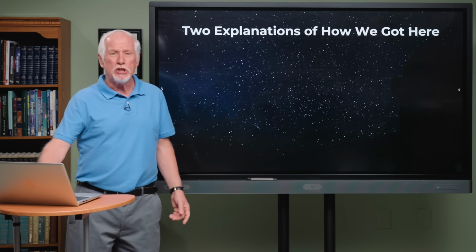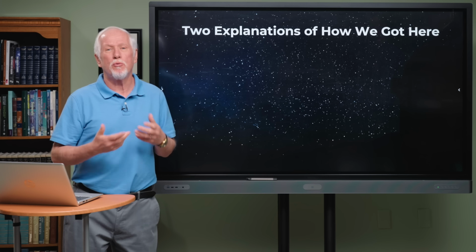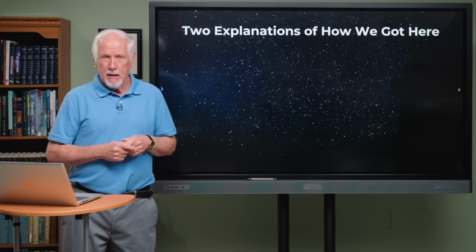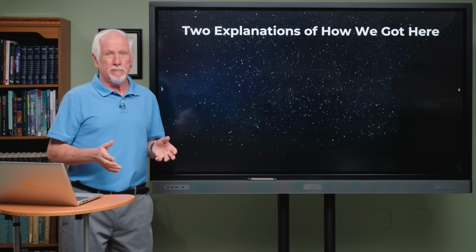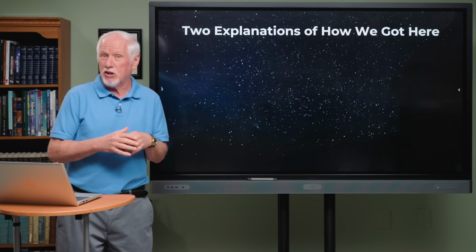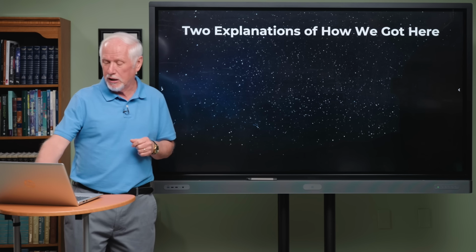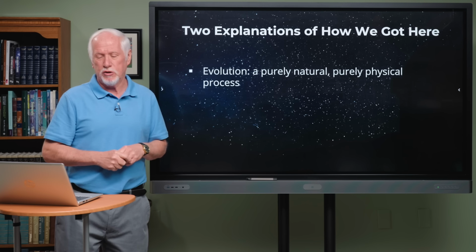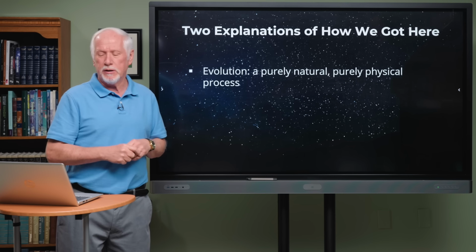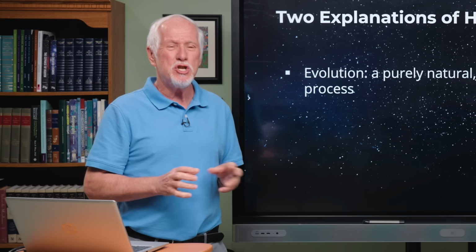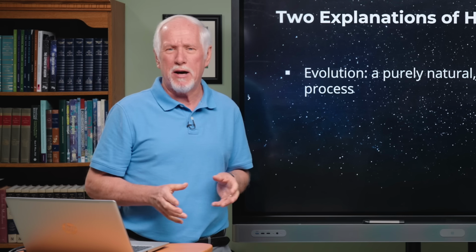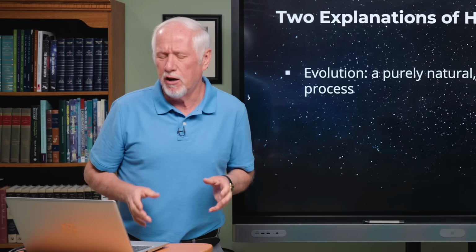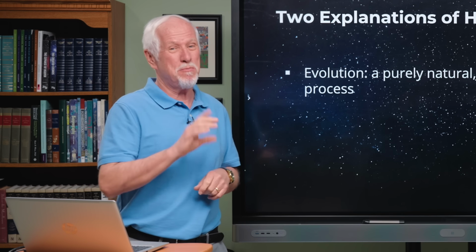And you know, there are really 2 explanations of how we and the world came to be. Now, one of them is going to be naturalistic. There is no God, there is no creator, or if he exists, he's not very relevant to things. And for lack of a better term, perhaps, I'm going to call that evolution. It's simply a purely natural, purely physical process. Yeah, I know biologists might argue about this and say, that's not the definition of evolution, but that's in biology.